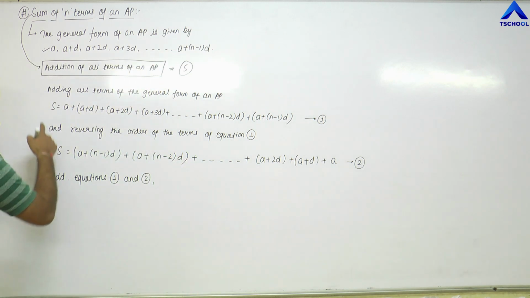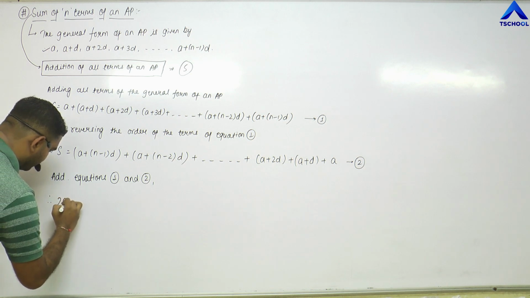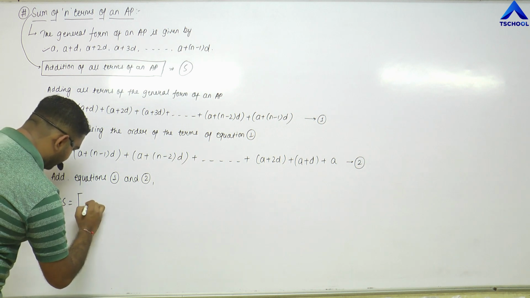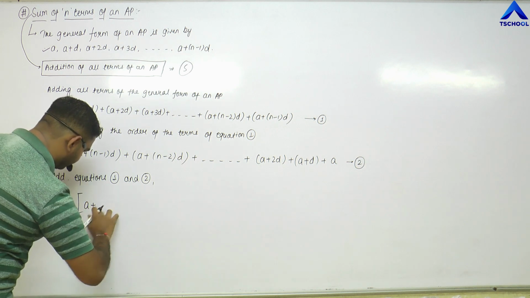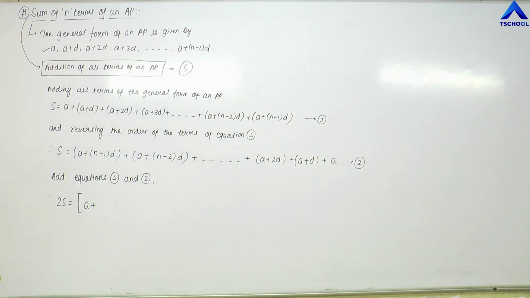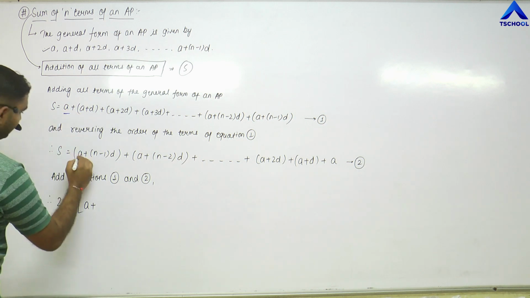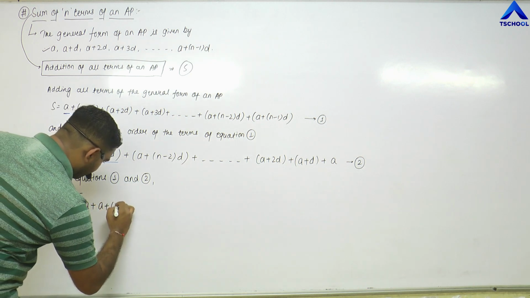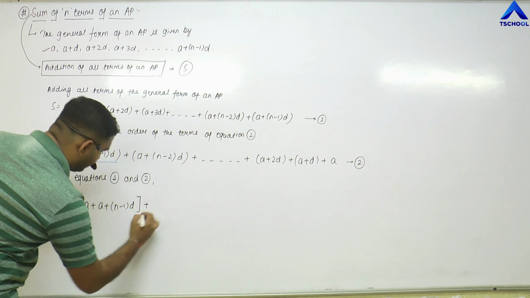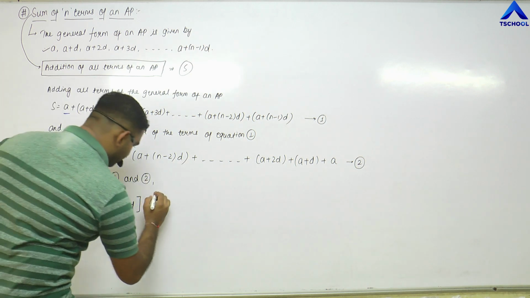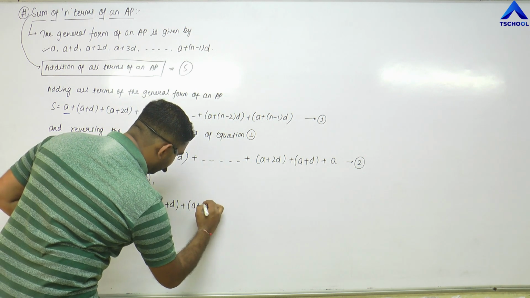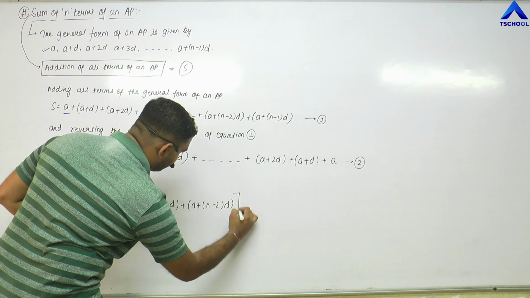So what happens here is s plus s, therefore 2s is equal to, I am writing this in the bracket, a plus, right? Friends, see that here we are going to add the first to the first, that means this a is added to this, that is a plus n minus 1 into d, plus this second is added to the second, that is a plus d plus a plus n minus 2 into d.